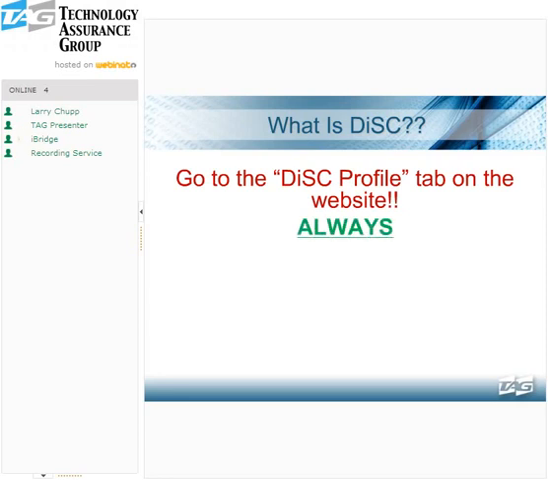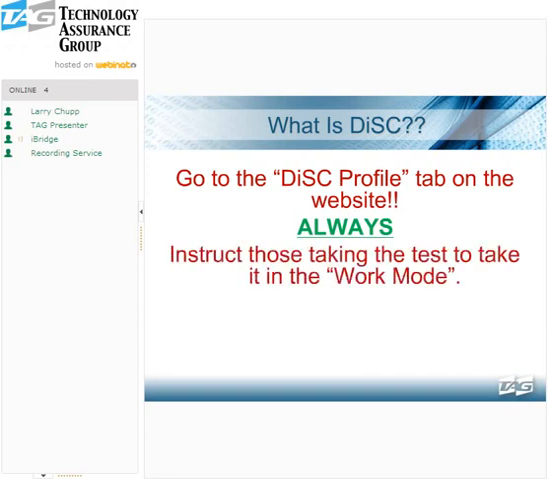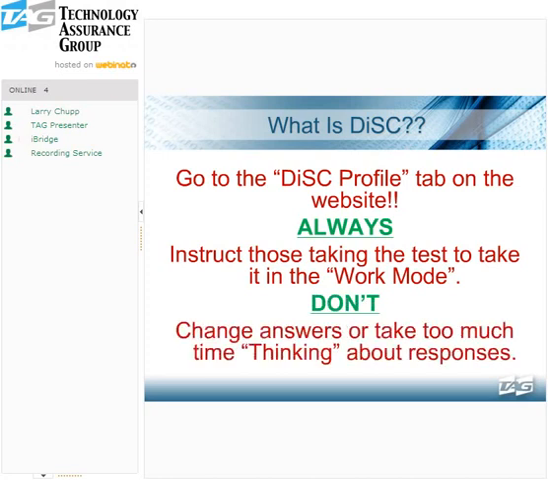So that's where you go to take the DISC test, and you always instruct those taking the test to take it in the work mode. It'll ask you, do you want to take it in work, social, or family? And you always take it in the work mode. And don't change answers or take too much time thinking about your responses, because that will skew the results.